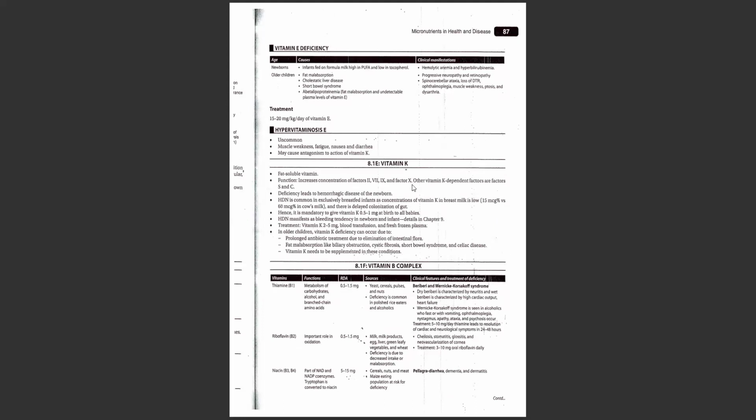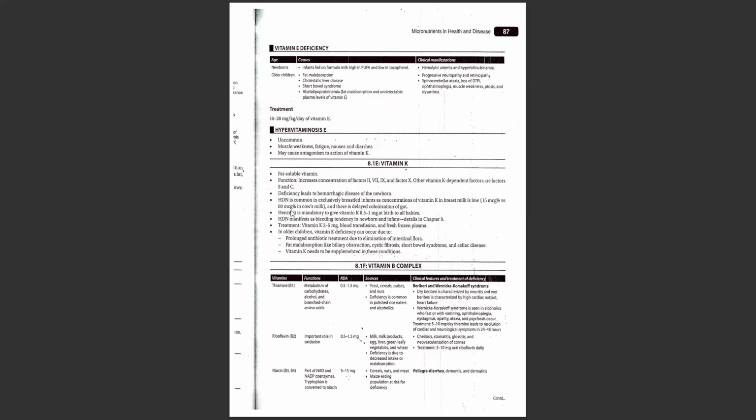Then about vitamin K. As already told, vitamin K is a fat-soluble vitamin whose function is to increase the concentration of clotting factors: factors 2, 7, 9, and 10, and other vitamin K dependent factors, proteins S and C. Its deficiency leads to decreased concentration of these clotting factors, which leads to hemorrhagic disease of the newborn. That is the most important question: hemorrhagic disease of the newborn is due to vitamin K deficiency.